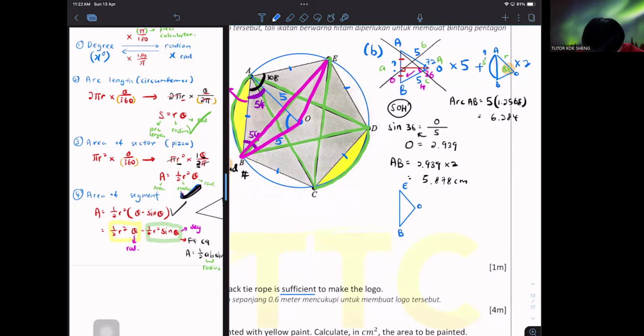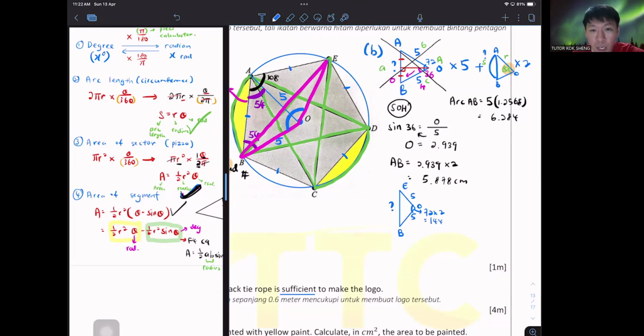Okay, this is also 5. Same. Yeah, finding this length also. This time the angle here will be times 2. This angle here will be 72 times 2. Yeah, include two triangles here. 144.